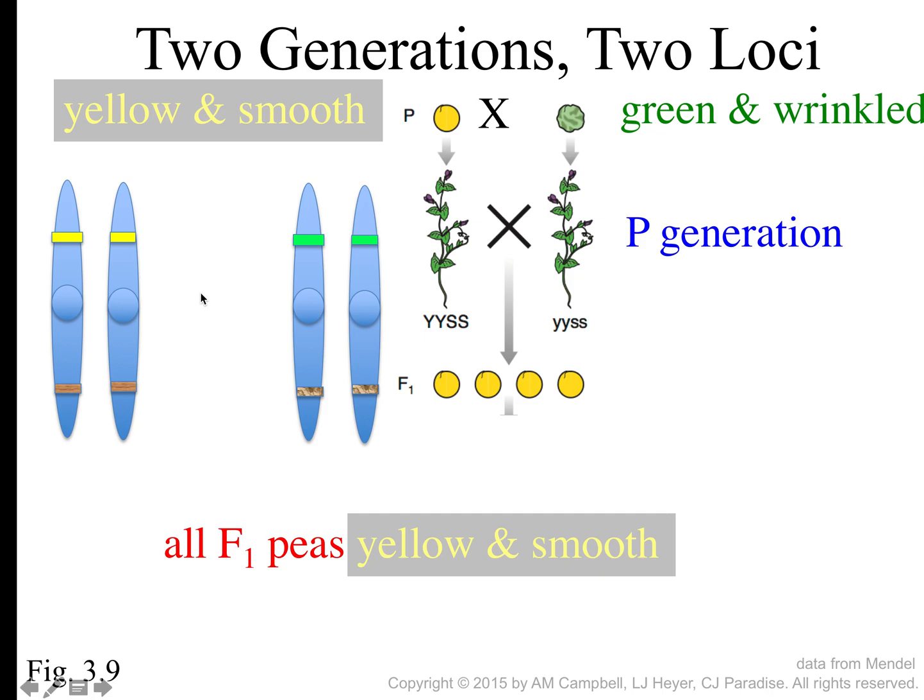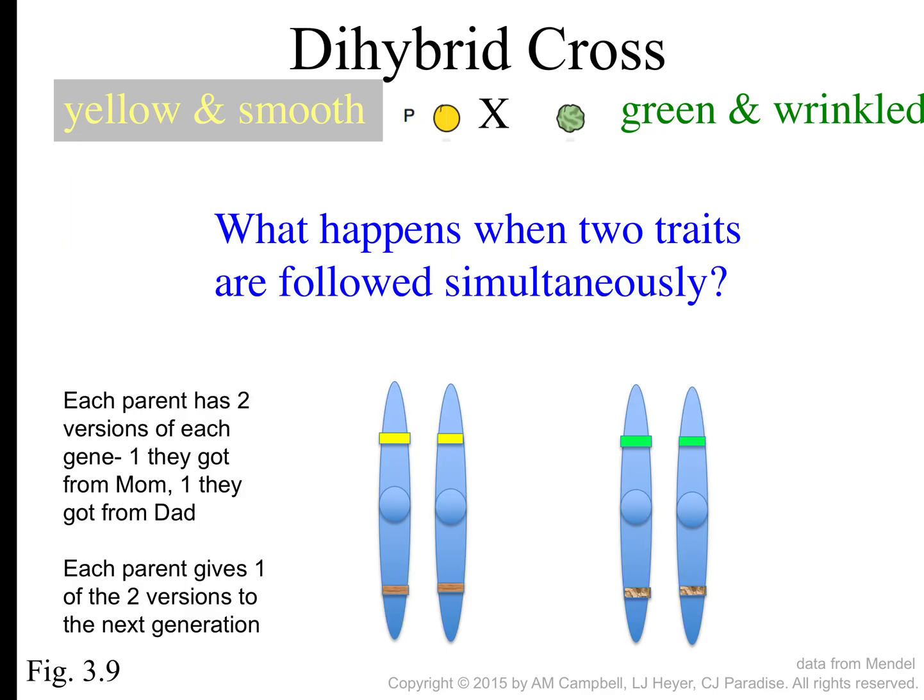We're continuing to talk about genetics, and now we're considering some more complicated situations, and we're going to follow two traits at the same time.